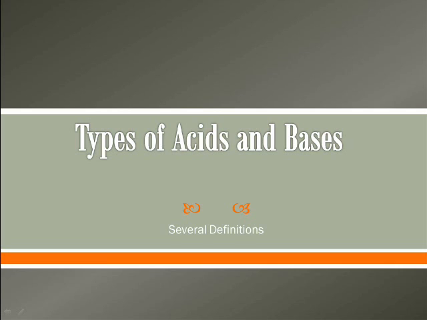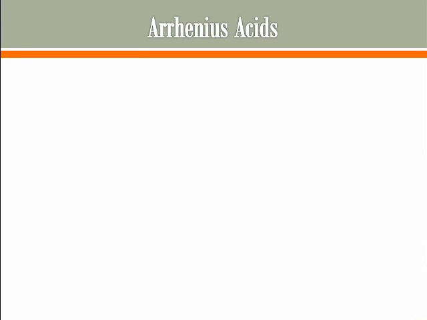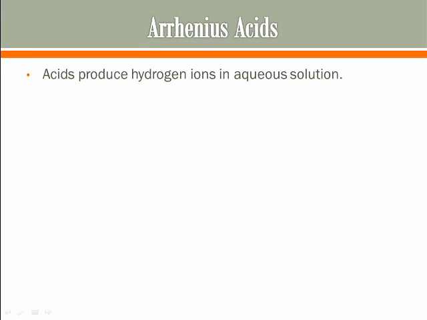There are types of acids and bases. There's different types. And there's several definitions of what an acid and what a base are. So let's look at them. And they're all correct. Okay, so Arrhenius acid. Arrhenius acids produce hydrogen ions in aqueous solutions. Now, hydrogen ions are also symbolized by H+, and they are called protons. They are exactly the same thing. Protons, H+, hydrogen ions in an aqueous solution.